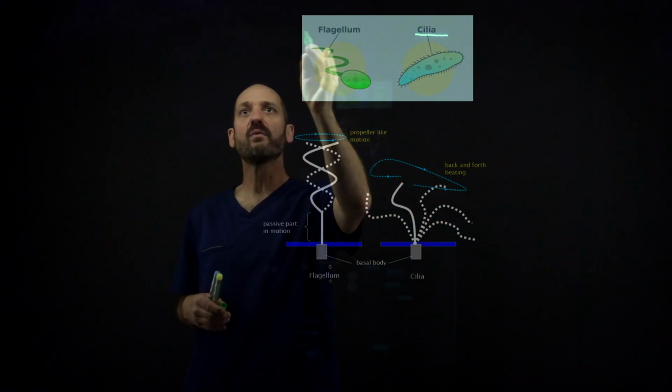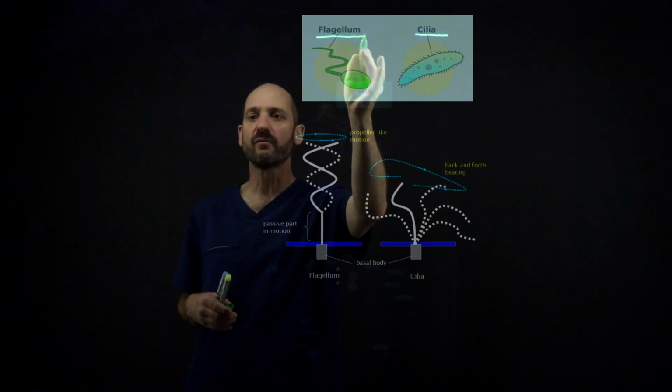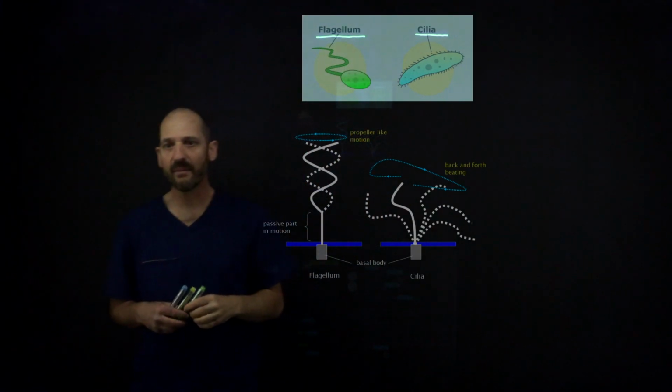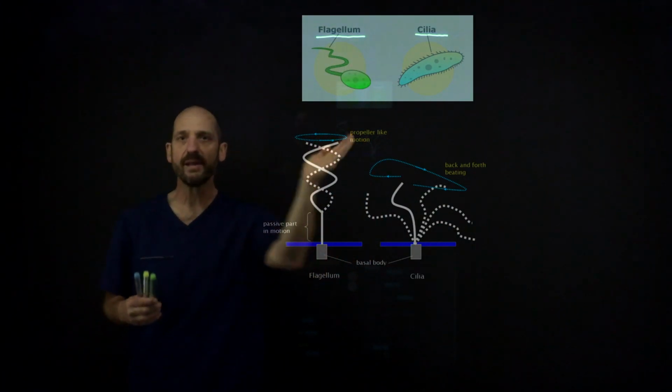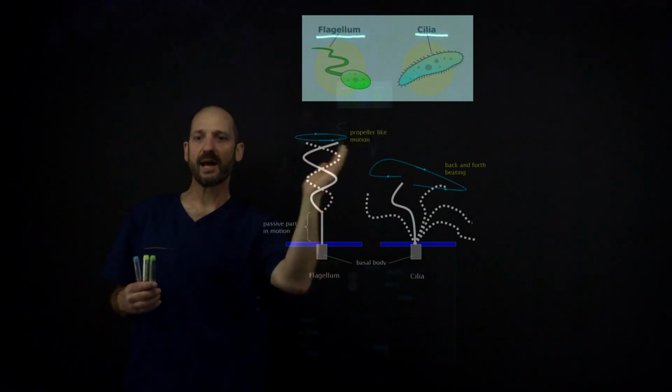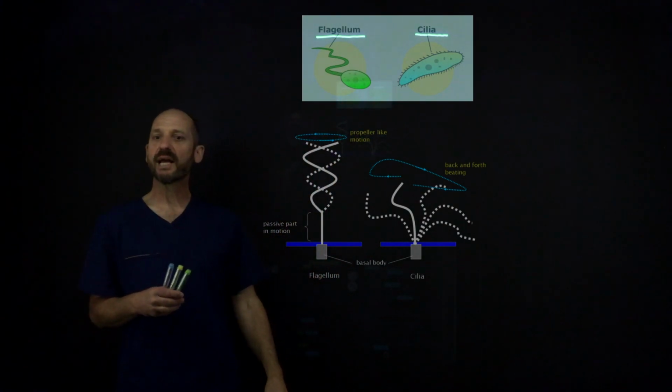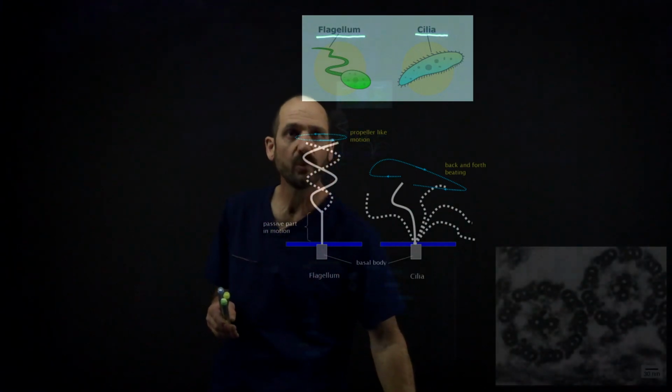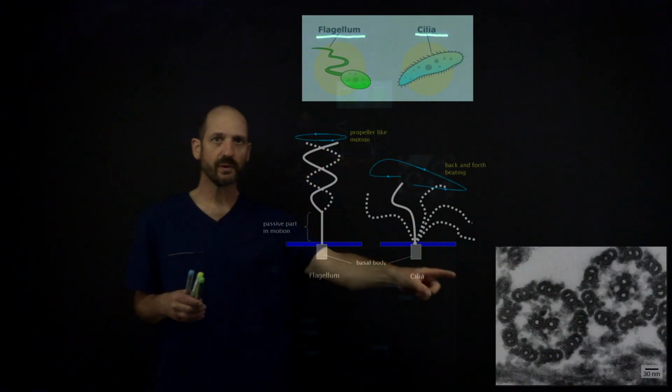And if there is only one or a couple of them, those are flagellum. What the flagellum do is they move a whole cell forward when they move in a propeller-like motion like that. Both extensions are made of microtubules, looking like that kind of structure over here.